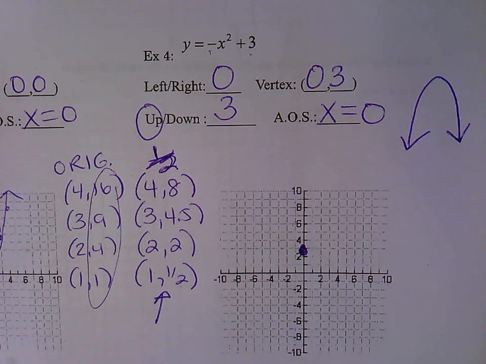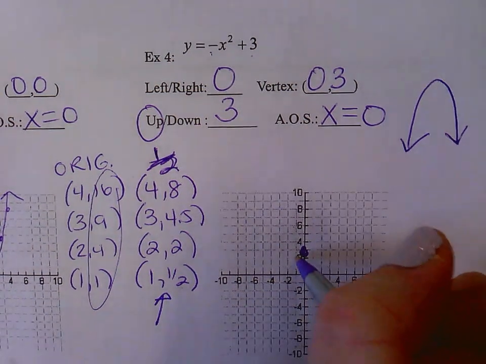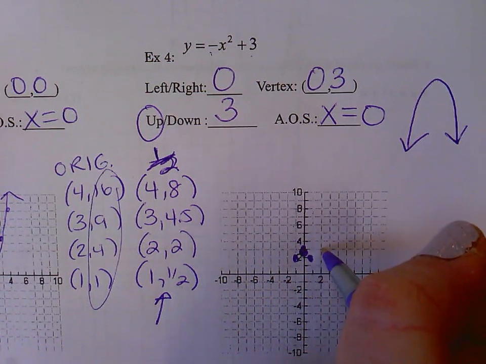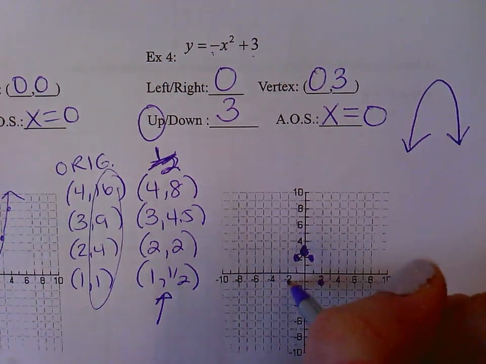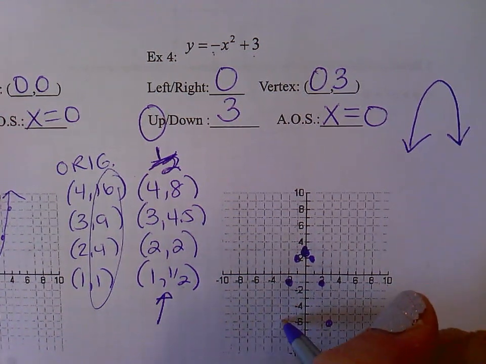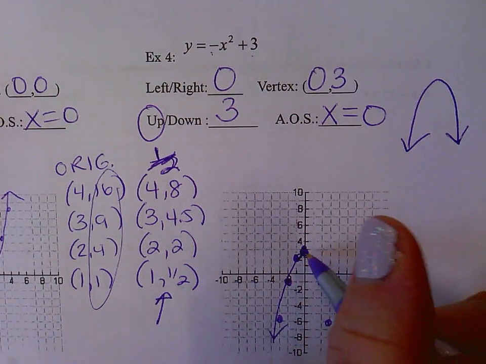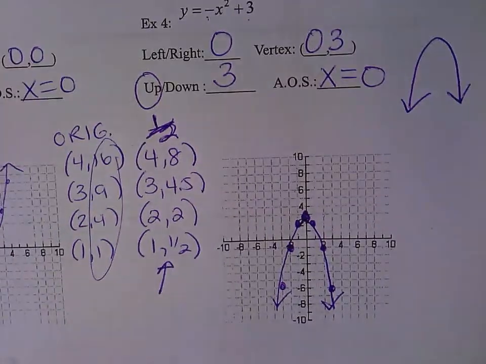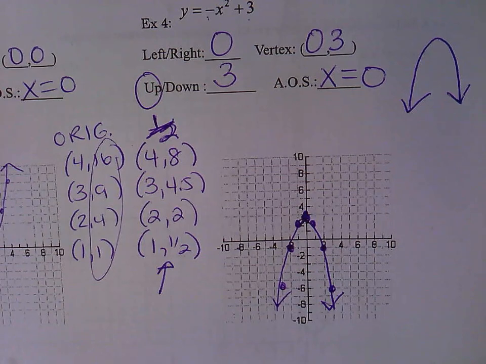So I'm going to use the original parent function in the downwards direction. So 1, 1, 2, 4, 3, 9 going down. I go over 1 and down 1, over 2 and down 4, and over 3 and down 9. This is the normal parabola, the parent function parabola opening down. Over 1, down 1, over 2, down 4, over 3 from the vertex, down 9.